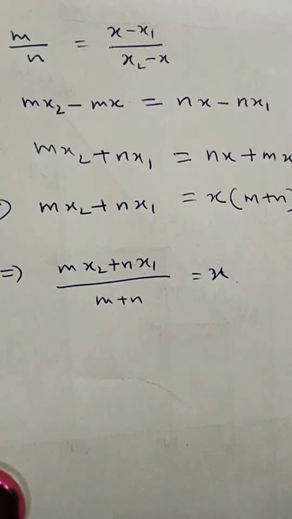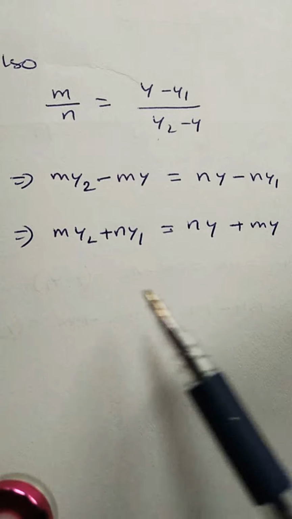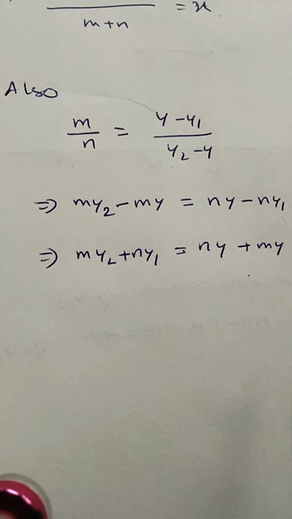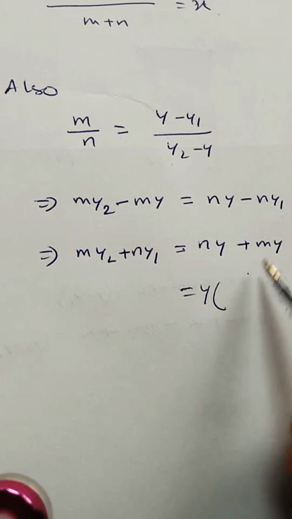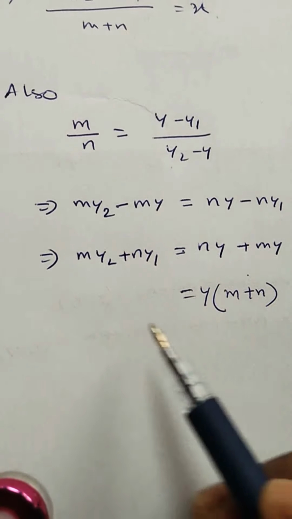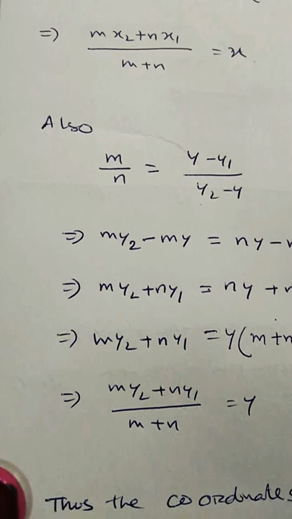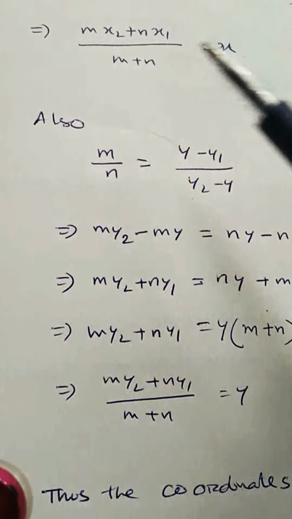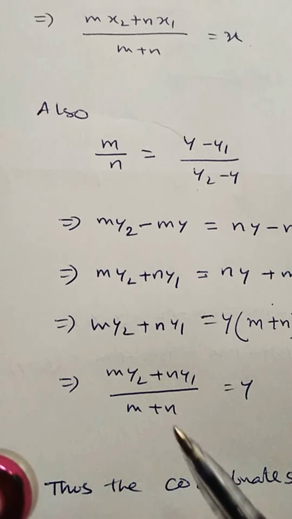Similarly, let us see the next part. After cross multiplying, we will get this relation. Here if we take y common, then this will become y times n plus m, or m plus n. Now this m plus n will shift to the left side to get the value of y. So x will be equal to mx2 plus nx1 by m plus n, and here y will be my2 plus ny1 by m plus n.